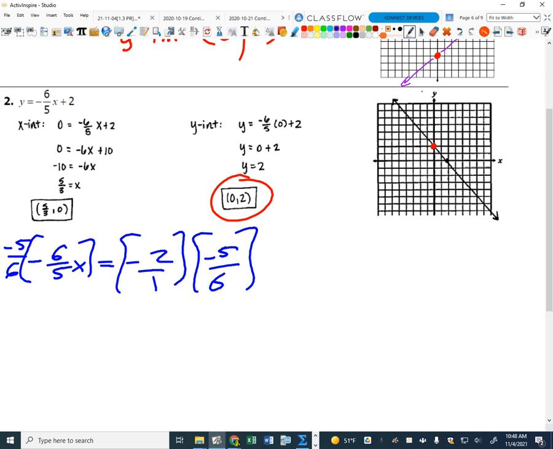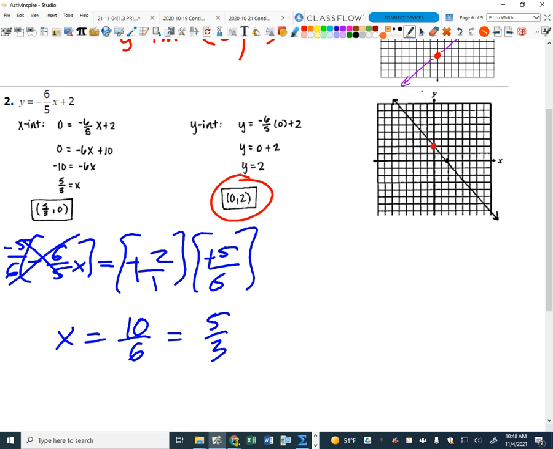Okay, everybody good? That's going to cancel out that fraction, and so I get x by itself. Negative times negative is positive. If I multiply straight across, I get 2 times 5 is 10, divided by 6 is 10/6, which I could simplify to what, 5/3? Everybody good?